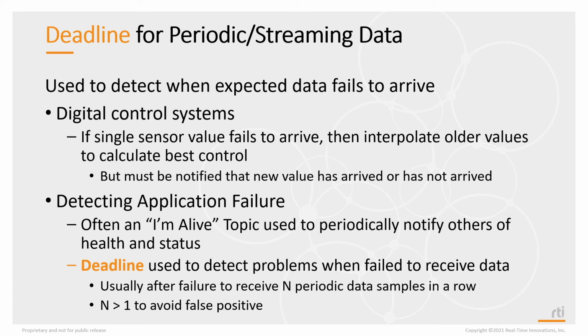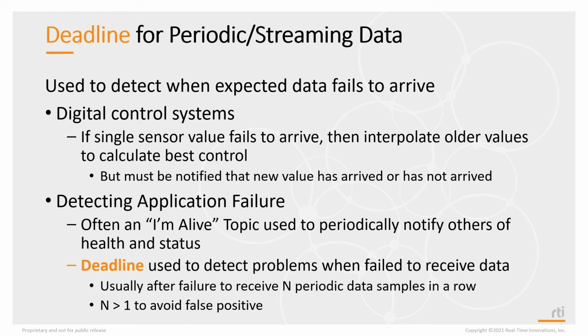Often, applications are sending out their health and status information periodically. And then if you stop receiving that information, that's a good indication that there's a problem in the system. Perhaps the application has crashed. So you can use the deadline QoS on a topic, where the topic is the I'm alive topic. And then when you stop receiving the I'm alive topic, then you can say, hey, there's a problem.